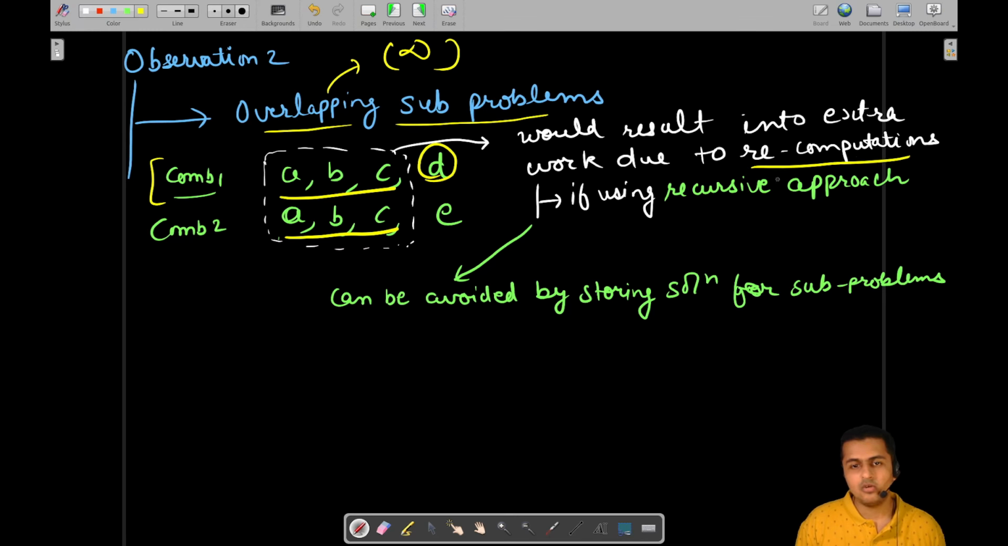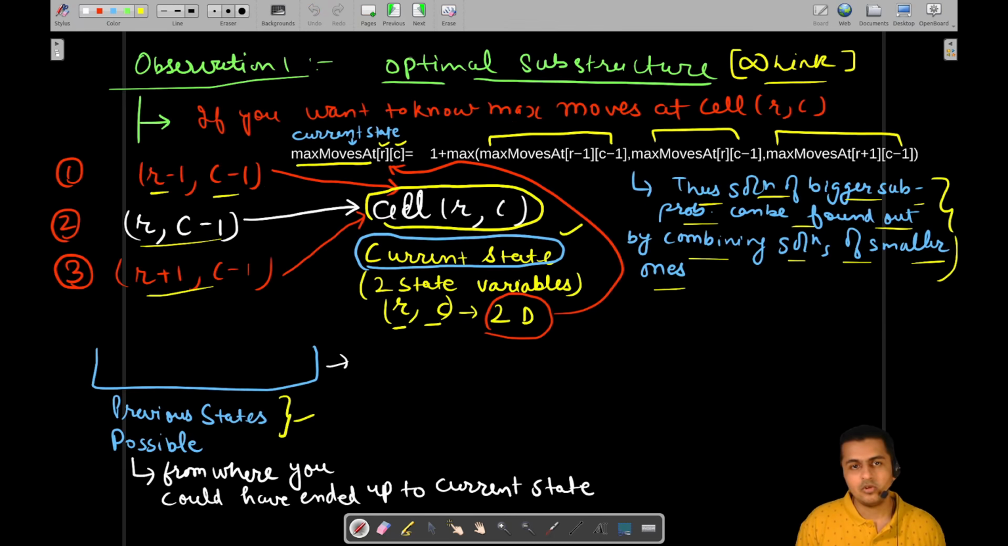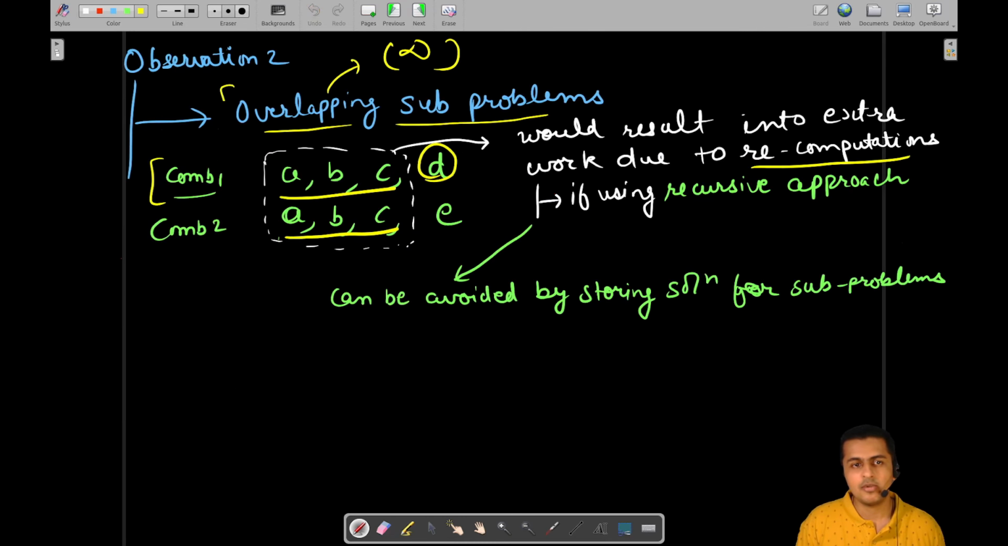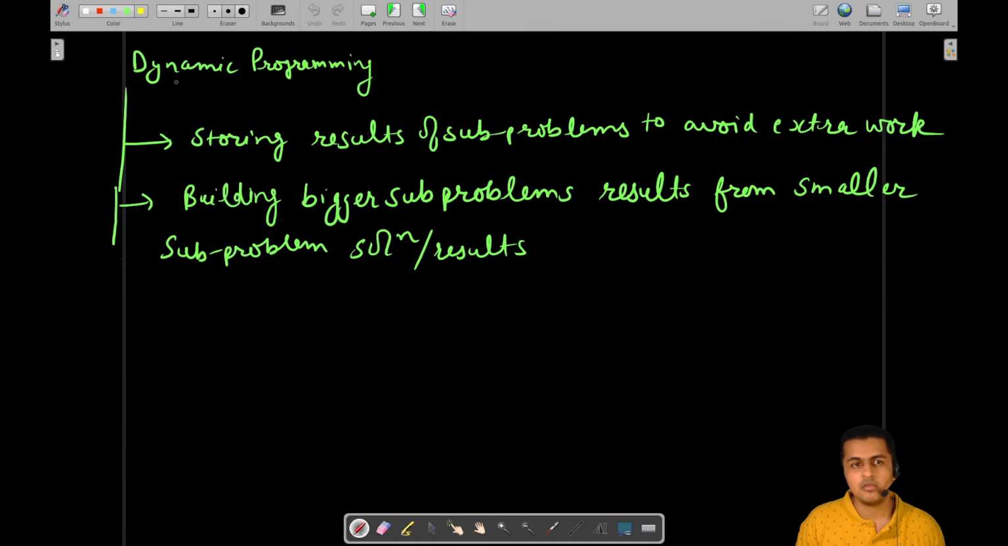This kind of extra recomputation or extra work can be avoided if you just store the results of these subproblems and use those results whenever you encounter those subproblems again. The occurrence of the subproblems again and again in different combinations is called the overlapping subproblems property. Basically, if a problem has these two properties, optimal substructure and overlapping subproblems, then an optimization technique can be applied here, which is known as dynamic programming.